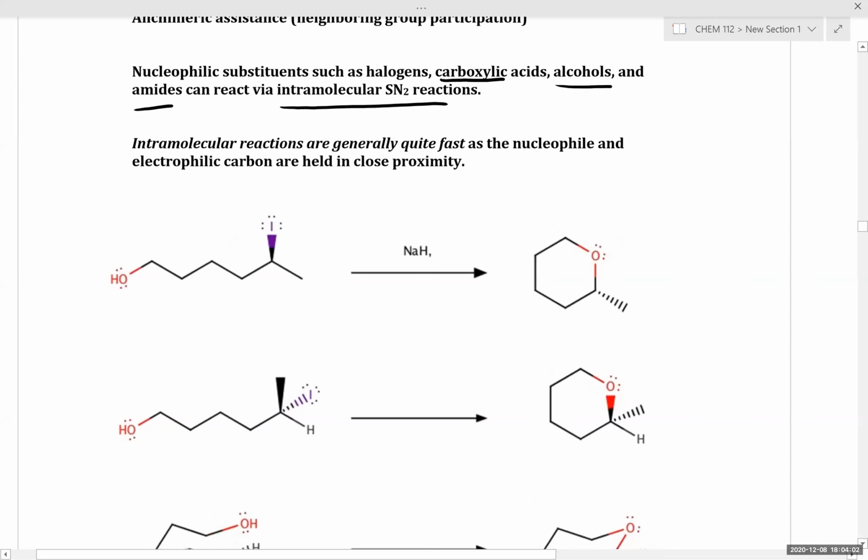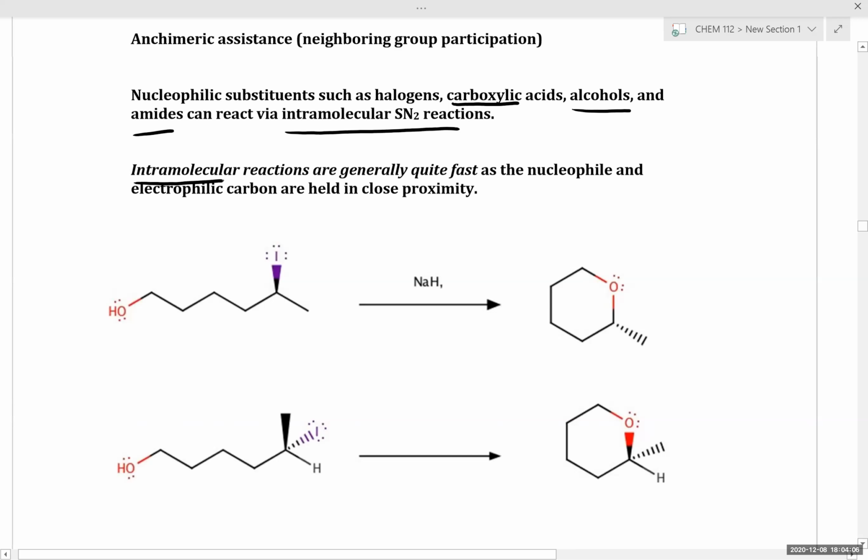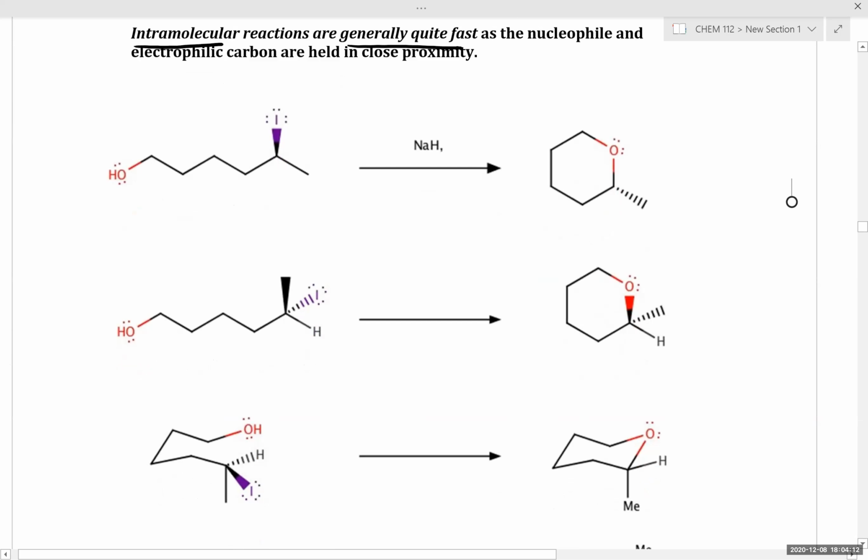Now, this is important to keep in mind because these intramolecular reactions are generally quite fast, as the nucleophile and electrophilic carbon are held in close proximity. So, for example, we have our internal nucleophile, and we have our electrophilic carbon. And so we can observe a very fast and efficient intramolecular Sn2 reaction.